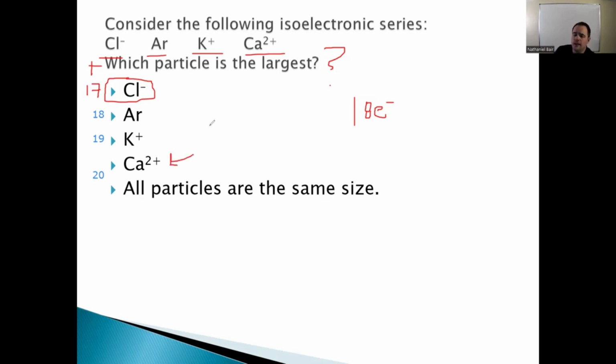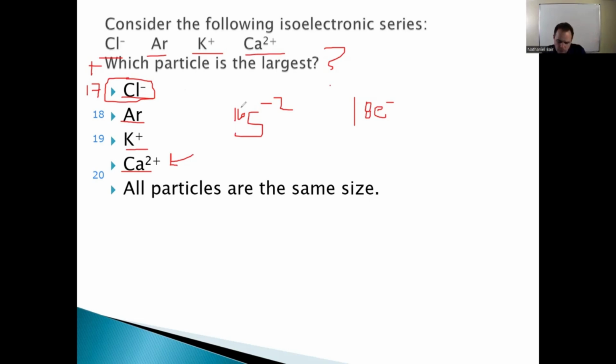If you were ranking these in order of increasing size, calcium 2+ is going to be the smallest. Then the potassium cation. Then argon. Then the chloride anion is the biggest, right? And if I had sulfide up here, that would be even bigger than chloride because sulfide's only got 16 protons sucking it in.